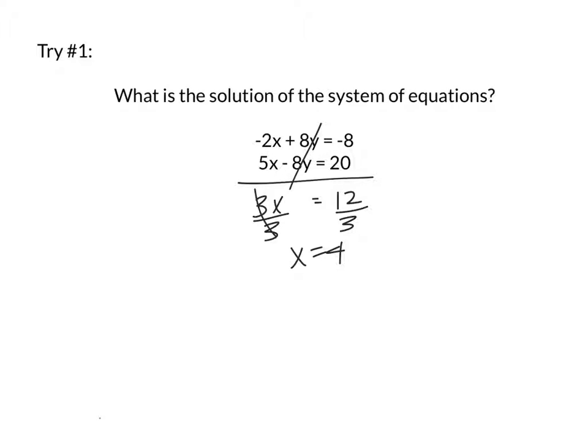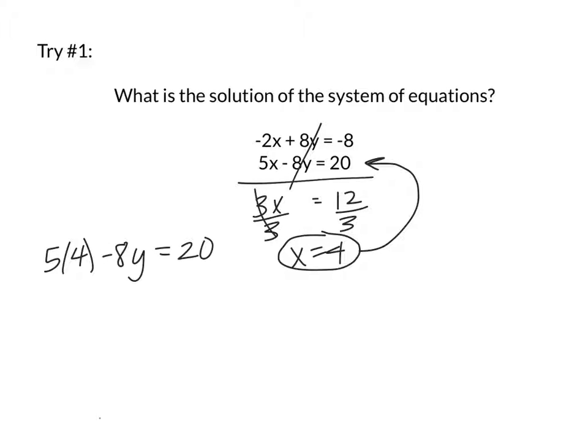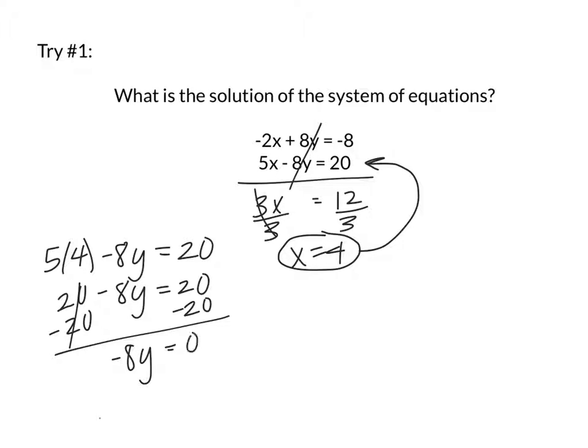Now again, we want to substitute this x equals 4 into one of our equations, and I typically like to choose the equation that has fewer negatives and easier numbers to work with, so that's going to be our second equation. So if I substitute 4 in for x, I will have 5 times 4 minus 8y equal to 20. That's 20 minus 8y equal to 20. If I subtract 20, we will have negative 8y equal to 0. Finally, if we divide by negative 8, we have y is equal to 0.